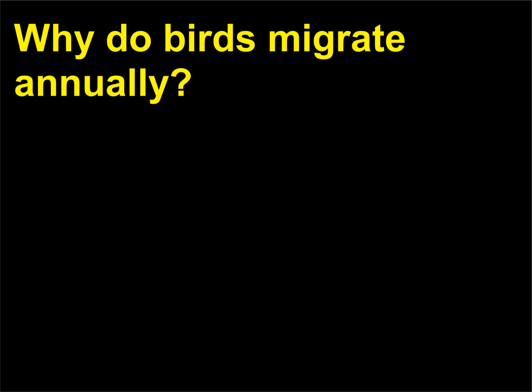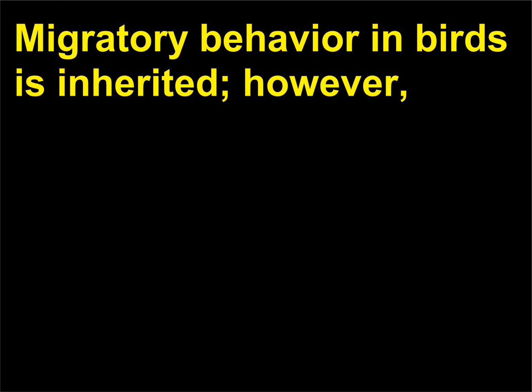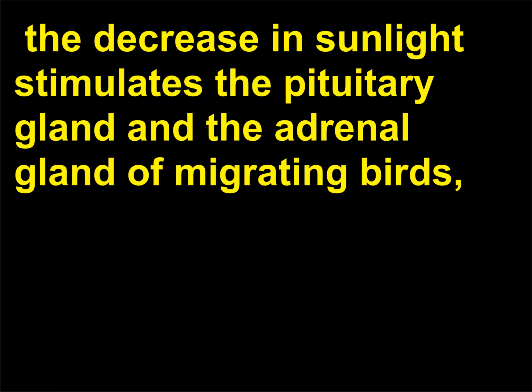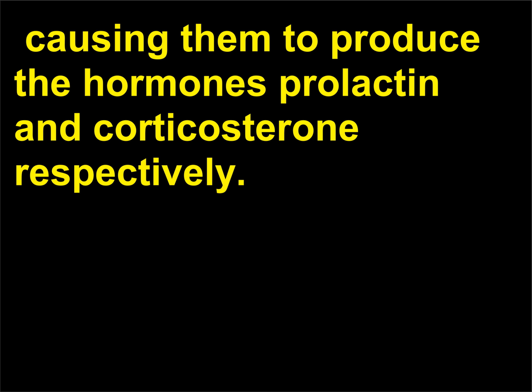Why do birds migrate annually? Migratory behavior in birds is inherited, however. Birds will not migrate without certain physiological and environmental stimuli. In the late summer, the decrease in sunlight stimulates the pituitary gland and the adrenal gland of migrating birds, causing them to produce the hormones prolactin and corticosterone respectively.